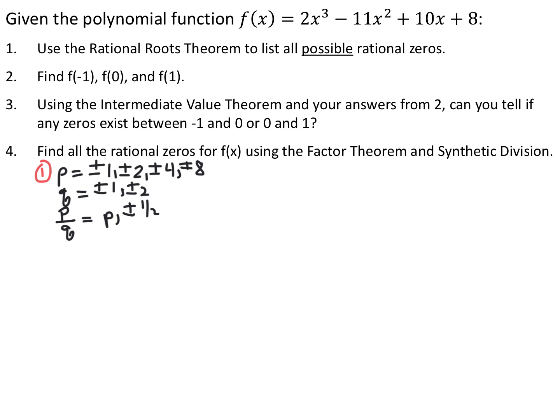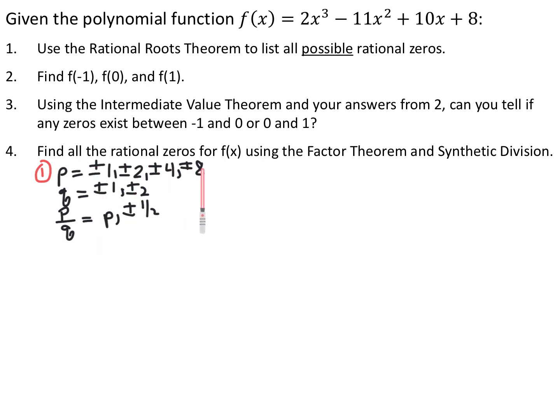So P is the period, it comes at the end of the sentence, so it's going to be all of the positive and negative factors of your constant term 8, so plus or minus 1, 2, 4, and 8. Q sounds like coefficient, kind of, so it's your leading coefficient, so all of the factors positive and negative of 2, so plus or minus 1 and plus or minus 2. So our possible rational zeros are all of our P's divided by all of our Q's.